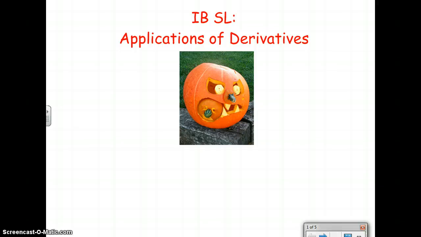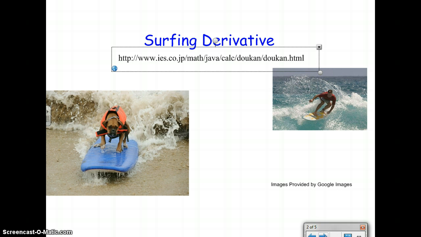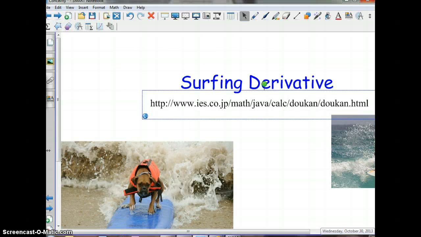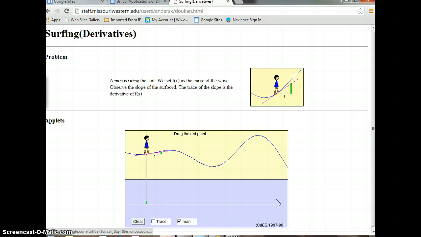Hi IBSL2. We are going to talk about second derivative tests today and what that tells you about your function. So I just want to remind you guys, I'm going to take you to a little surfing derivative. And what I would like to show you is to think about that tangent line along a curve. So at any point along the curve, if I drew a tangent line, what would that tangent look like and what would it tell me about the curve?